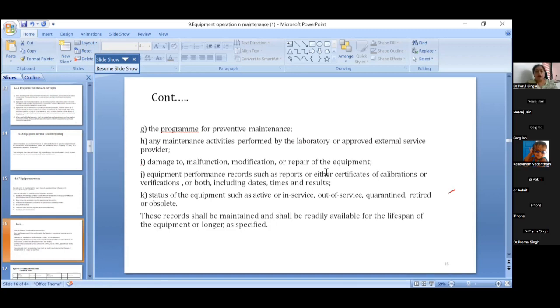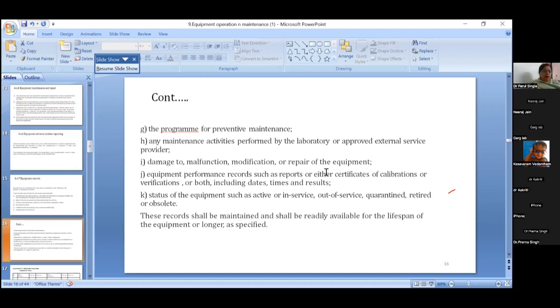Then equipment performance records, such as reports or either certificates of calibration or verification. If you are doing preventive maintenance, then along with that you can ask for a certificate of calibration of the equipment once in a year. In the calibration they will certify that all your electrical signals, your Peltier temperatures and everything they have calibrated, and it is within the uncertainty limits, no one is crossing it. So you should ask for the certificates of calibration or verification.